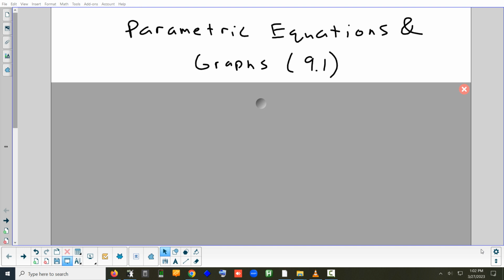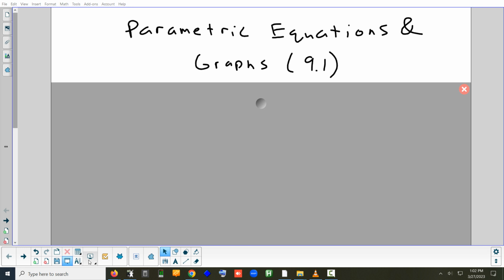Here we go. Okay, so 9.1 is looking at different ways that we can graph on the calculator, and we'll do some stuff by hand, besides y equals and a function. So parametric is the first method we're going to look at. Will we need graph paper? I don't think you'll need graph paper. Most of the graphing is going to be on the calculator.